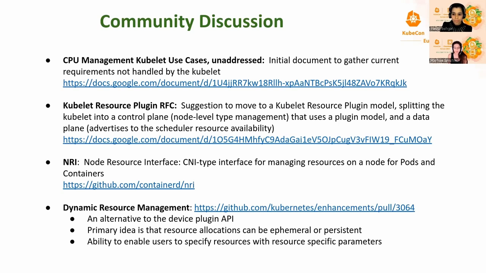There's also NRI, which is a node resource interface, which is a CNI type interface for managing resources on node for pods and containers. This is coming out of tag runtimes. And one thing that's pretty exciting about this is this would work well with the kubelet resource plugin RFC, because currently they're still trying to find ways to get all the resources they need into NRI.